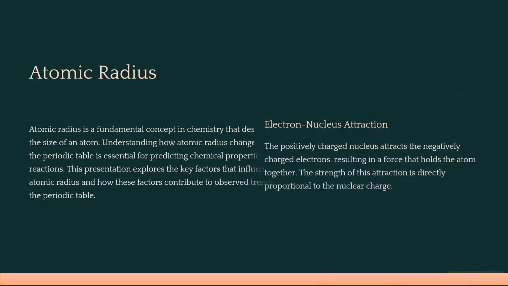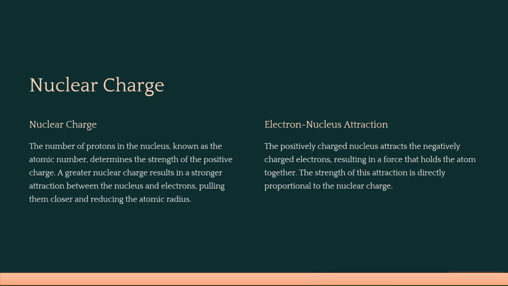One of the most important factors is nuclear charge, which is determined by the number of protons in the nucleus. More protons mean a stronger positive charge, which pulls negatively charged electrons closer to the nucleus. This stronger pull shrinks the atomic radius, especially across a period where the number of protons increases while the number of electron shells stays the same. This is why atoms get smaller as you move from left to right on the periodic table.